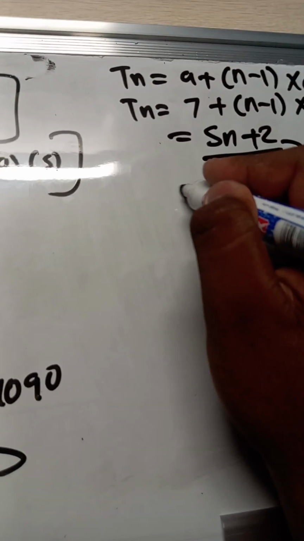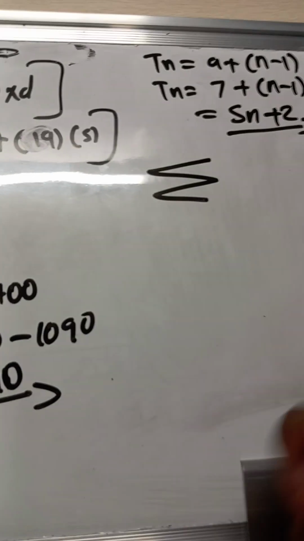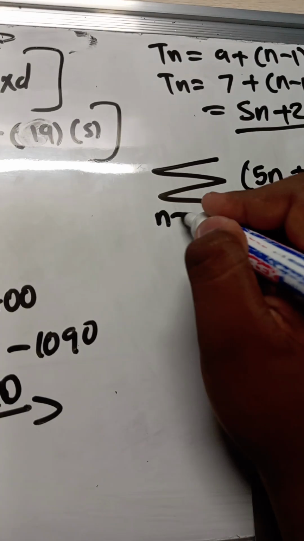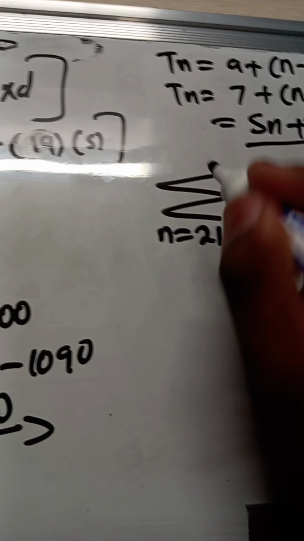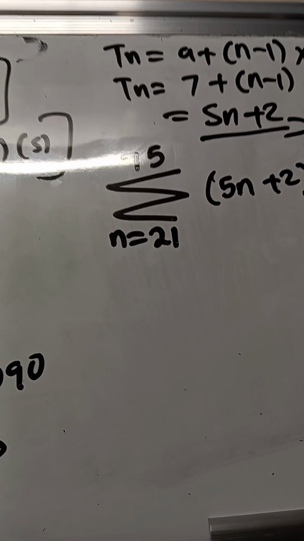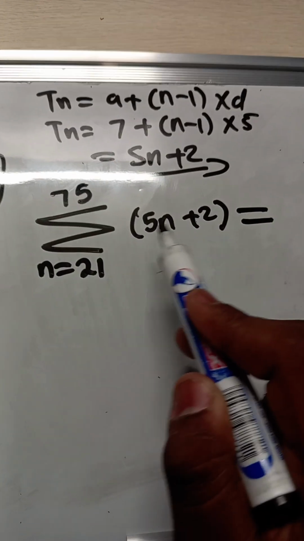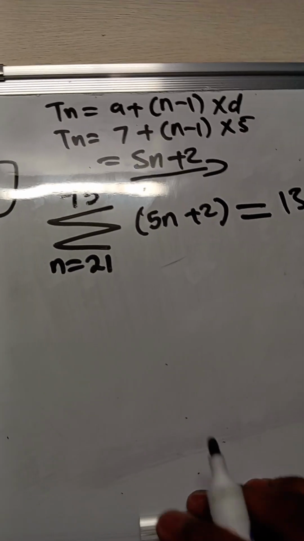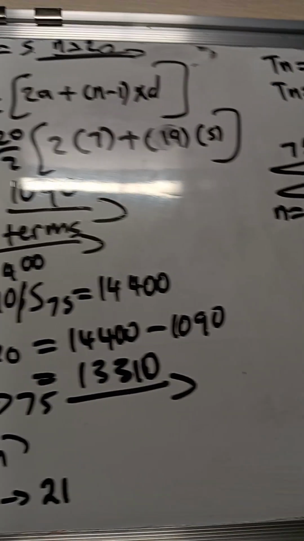Now I can do my sigma notation, and I also have the sum of terms that are added to the original. I'm going to write 5n plus 2 here. Where is it starting? n equals 21. Do you get what I'm trying to tell you? Where is it ending? At 75. Can you see it? The equals sign means that the sum of this is equal to this value, which you got to be 13,310. I hope you understood the question.